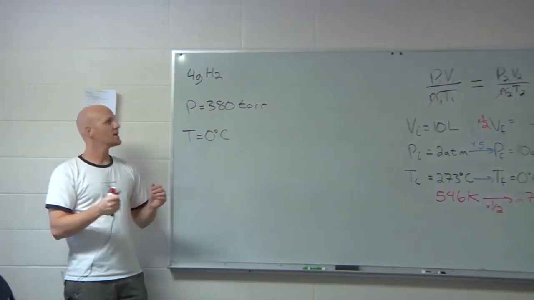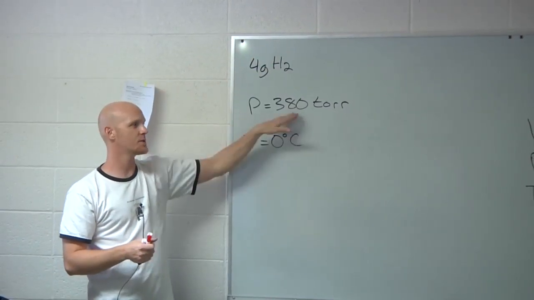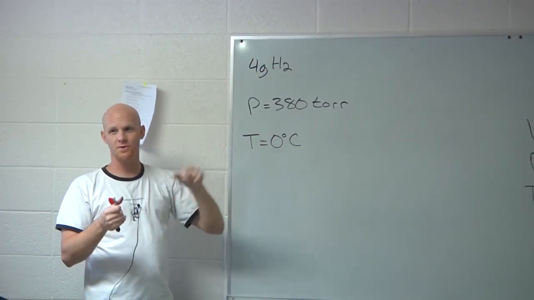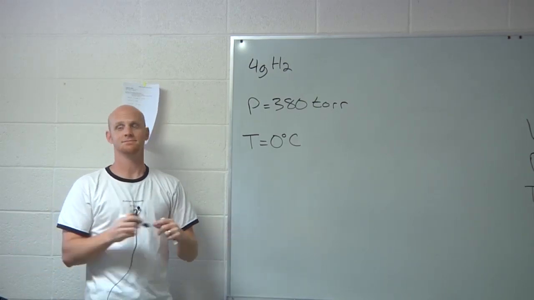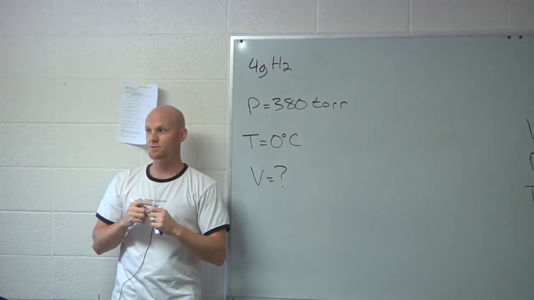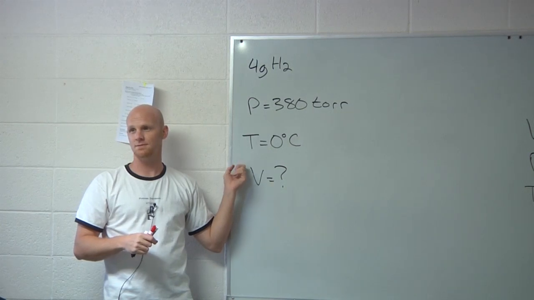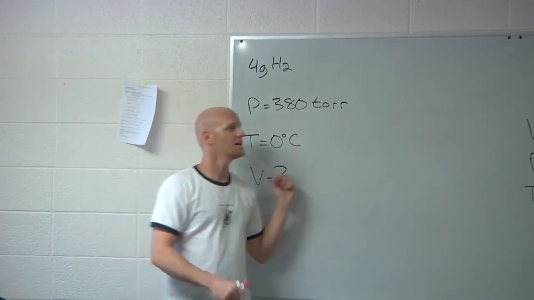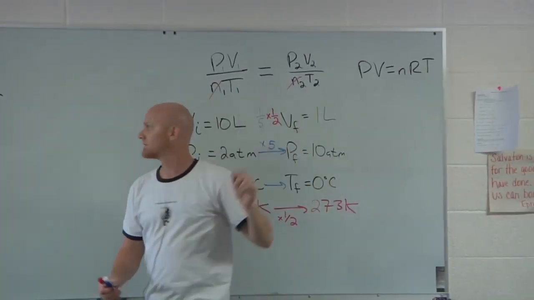Okay, let's say I gave you the next question, and I told you we had 4 grams of hydrogen gas. The pressure is 380 torr. The temperature is 0 degrees Celsius. And guess what question I'm going to ask you? Good, what's the volume? I gave you 3 out of the 4 variables. And how do I solve this then? Yeah, in this case, with only one set of conditions, we're definitely going to use the ideal gas law.